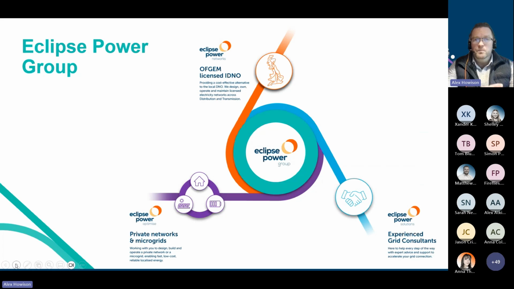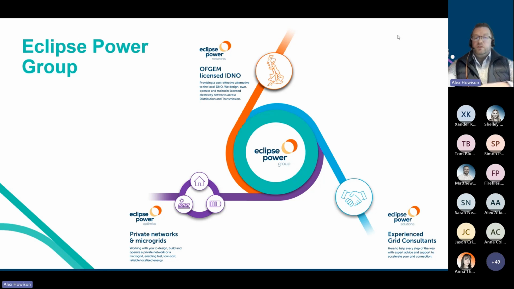So, the Eclipse Power Group. Eclipse Power has been around for some time now. I think the licensed IDNO has been around for 9 years or thereabouts. That is a licensed IDNO that offers connection solutions and network ownership within licensed network space. We have also got Eclipse Power Solutions, which is an industry-leading grid consultancy, helping on everything from project feasibility and grid connections all the way through to construction and long-term regulatory impacts and reviews.